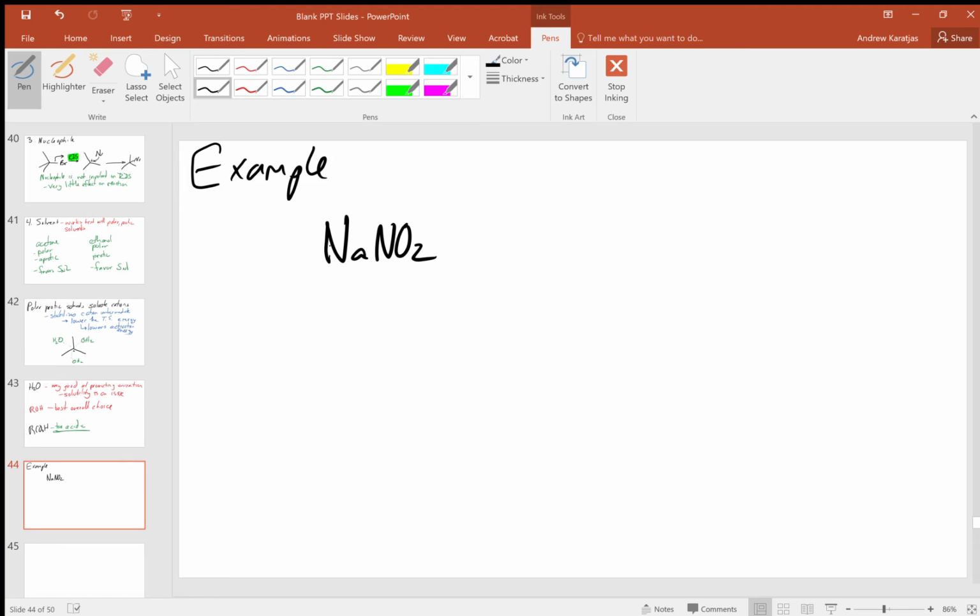So, sodium nitrite is very commonly used in processed meats as a preservative. And over the years they've had to decrease the amount of sodium nitrite that you're allowed to use in food. Why is that?